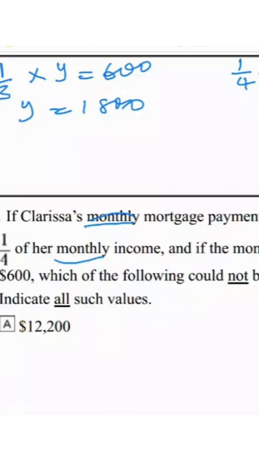Remember that this is monthly mortgage. So annually, we have 1,800 times 12 and 2,400 times 12 to get the annual range. This is the monthly range. We need the annual range.